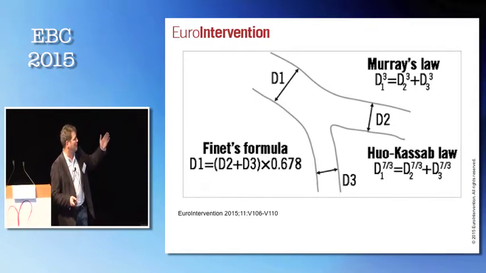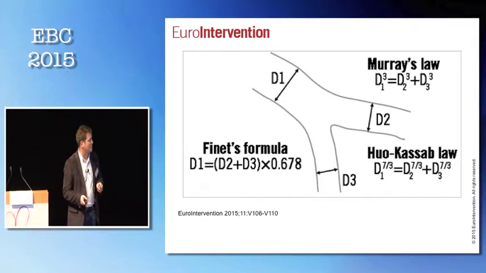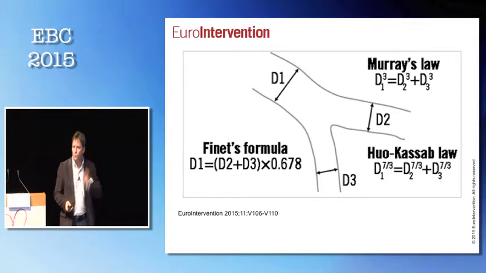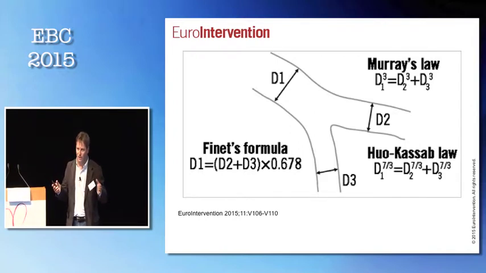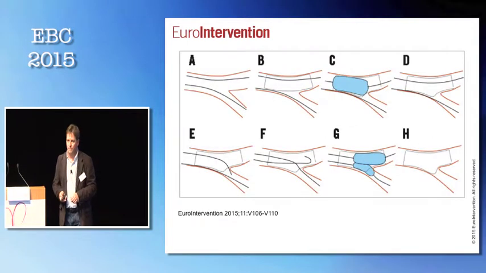appreciate Murray's law, with the correction of Finet and the final calculation of Huo-Kassab. What this law actually says is that the main vessel is most often tapered, which means that you have to modify a tube, which is exactly the same diameter in the entire length, to a conical shape, which is a kind of a test of what the stent can do.